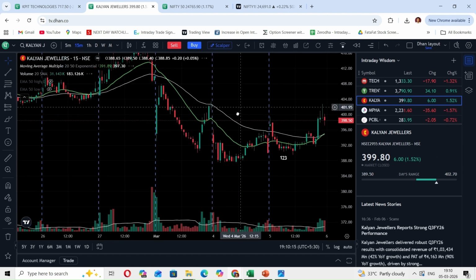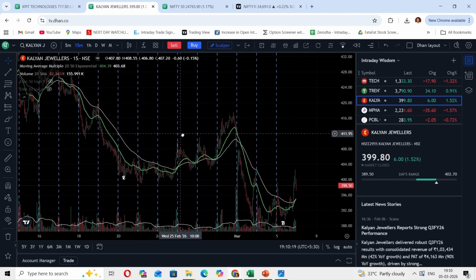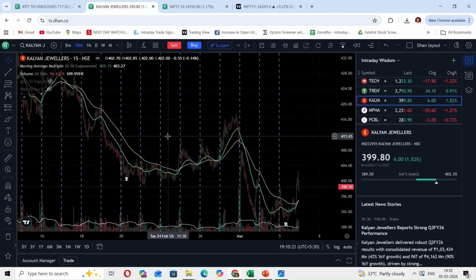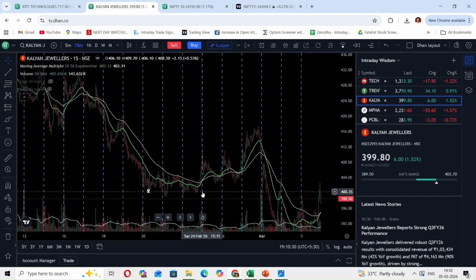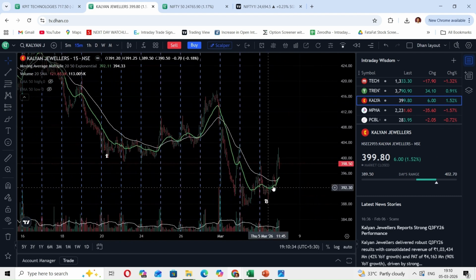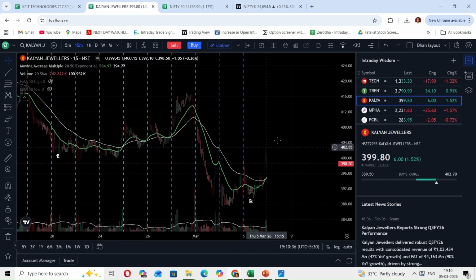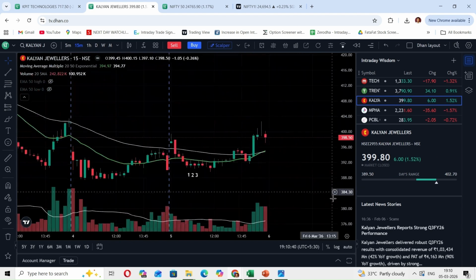Also, as we have already discussed several times, we will look for the higher time frame historical trend also. See here what the stock is doing: making lower high, lower low, lower high, lower low, lower high, lower low, right? So this is what is happening in this particular stock. That is why I was confident to take this particular trade also.